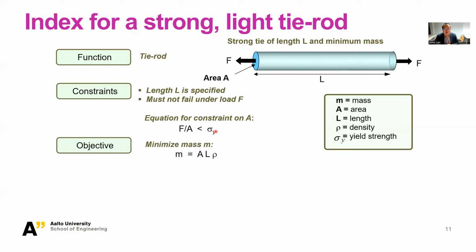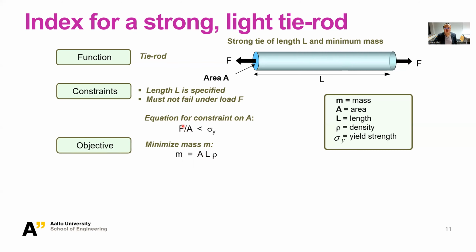That is the constraint, and the objective is minimum mass. So here is the M. M can be easily translated to such an equation: A times L times rho, the density. If we want to minimize M, basically we should minimize this. Here rho is a constant, L is a constant. The only variable is A. So where do you find the A? Actually, A is here.